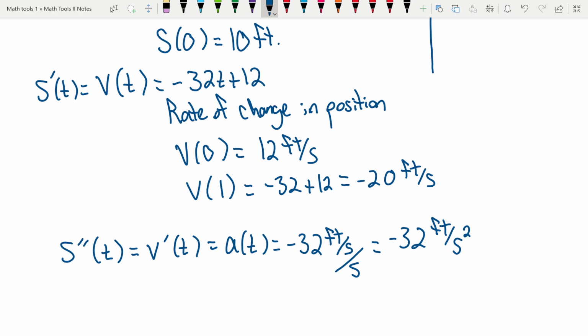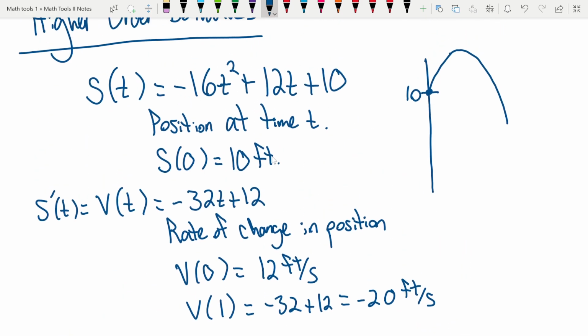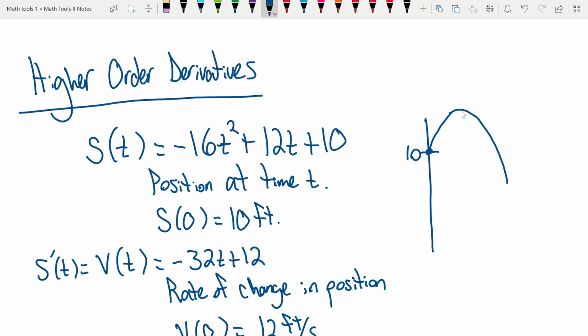So this is the acceleration due to gravity in feet. In meters, I believe it's negative 4.9. But because the acceleration is going down, this tells us that the velocity is decreasing. So it starts at 12 and then it goes to 0. The velocity becomes 0 at the apex of the position here, right?